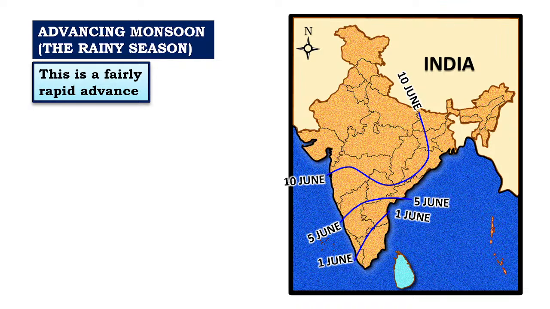Completed? Yes. June 1, June 5, June 10. These three dates. March 21, then June 21, September 23, and December 22. These dates you should remember. Chalo, next, we'll move forward now.